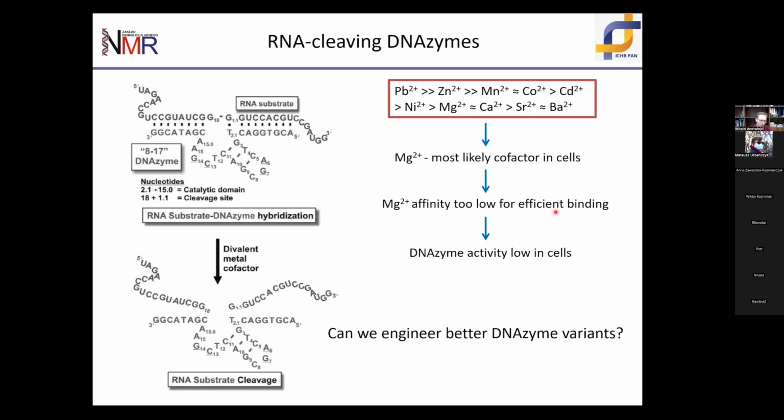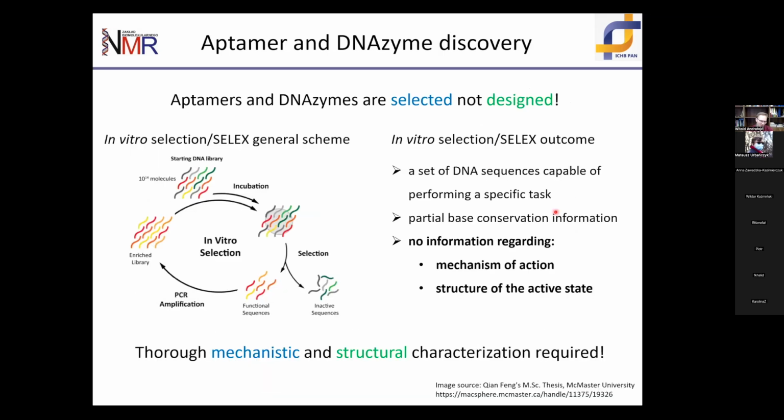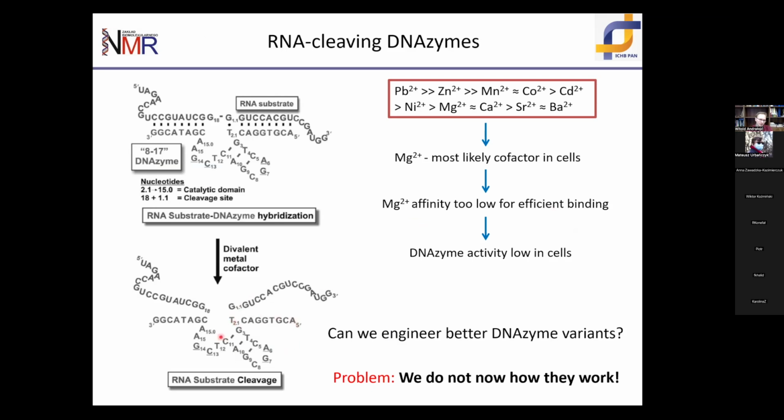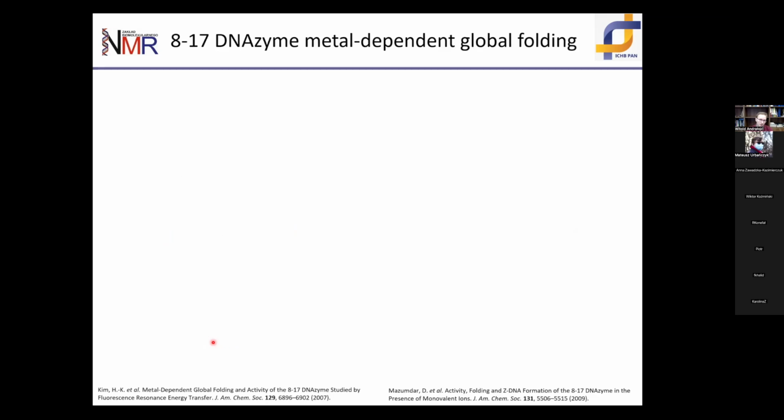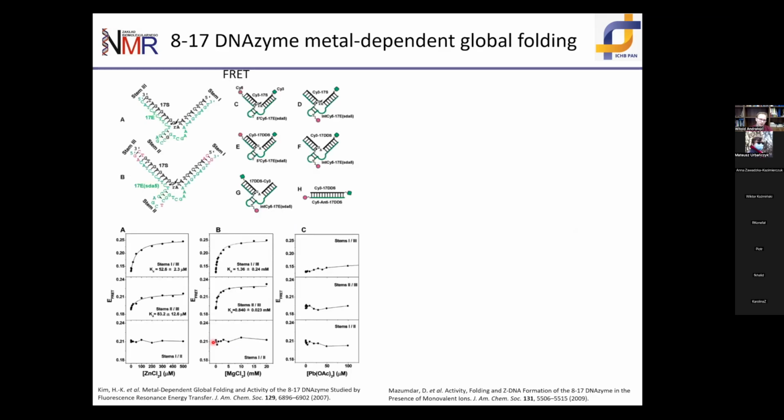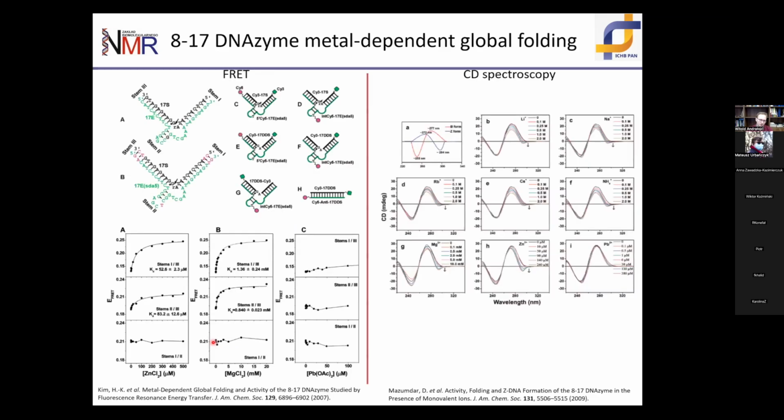But as I told you before, for DNAzymes, we don't really know how they work. This is, as I remind you, because we do not design them, we select them. So we know that this sequence is a DNAzyme that cuts RNA, but why it does it? Well, this requires structural studies. And people tried it for many, many years without success. People also used lower resolution methods like FRET or CD spectroscopy.